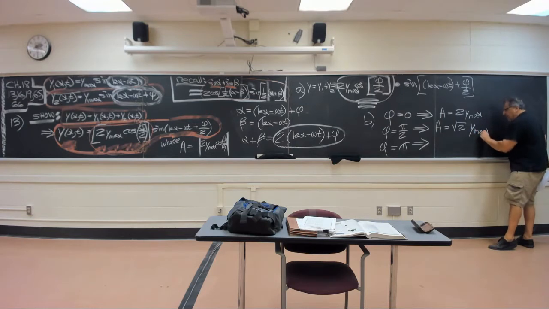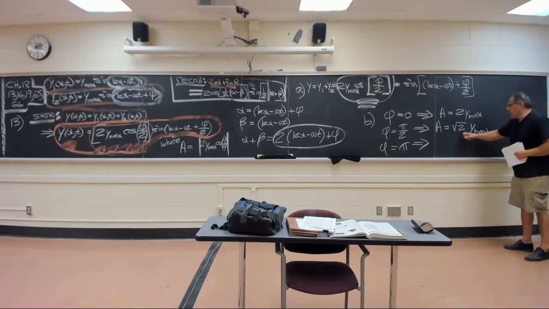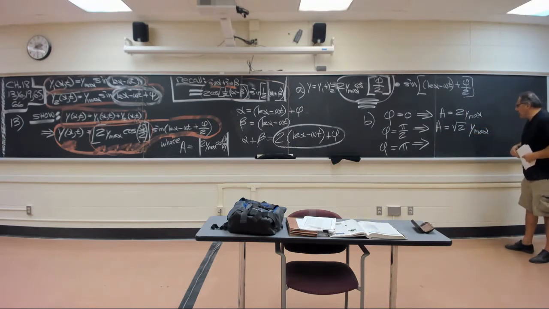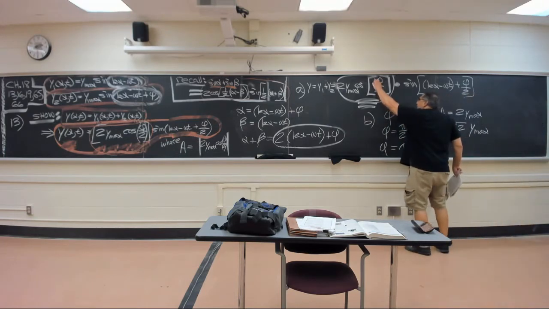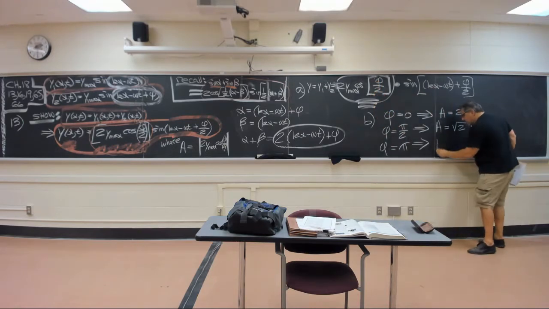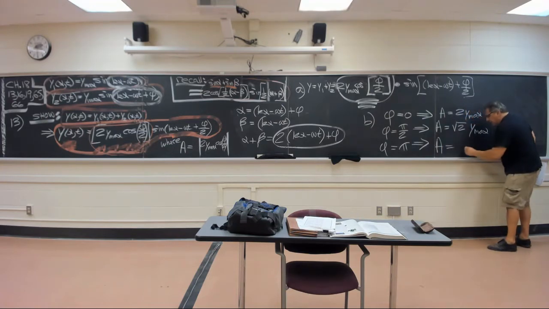Oh, this lowers the amplitude, doesn't it? From 2y max to square root of 2 y max. What about this one? Pi divided by 2 is the cosine of 90 degrees. Pi over 2 is 90 degrees. The cosine of 90 degrees is 0. There is no amplitude here. This thing brings it right down.